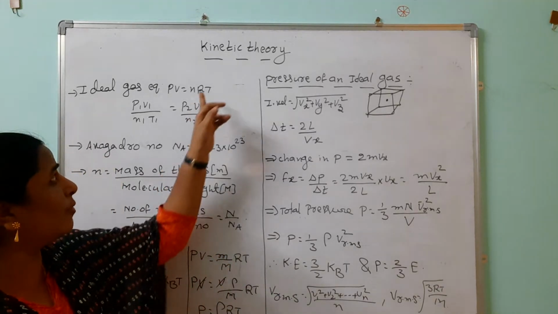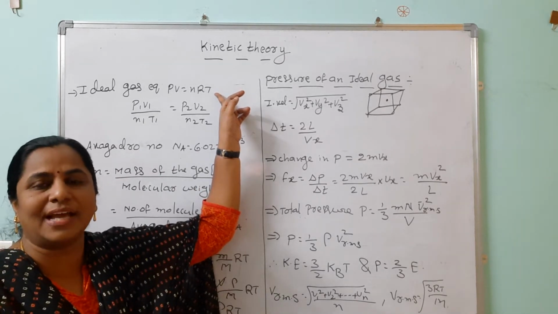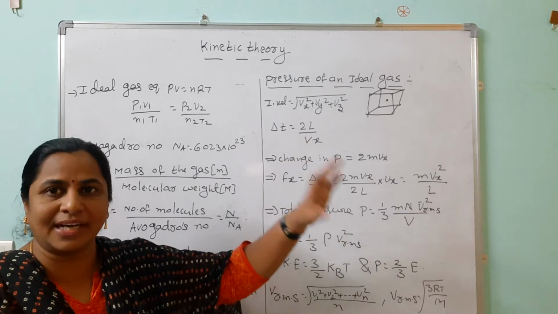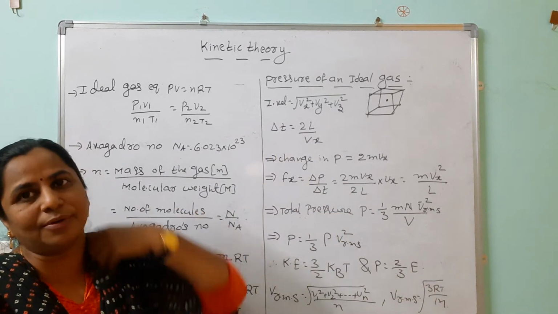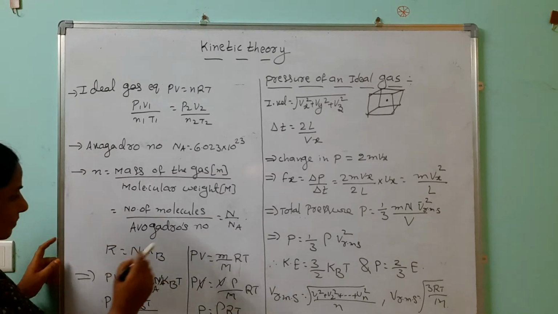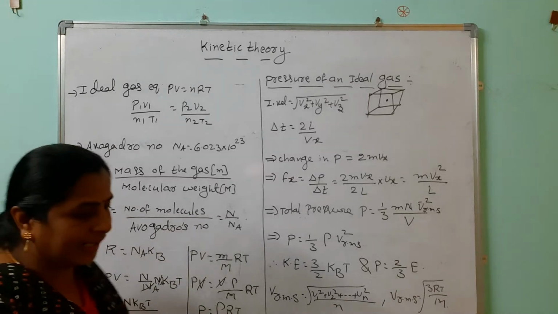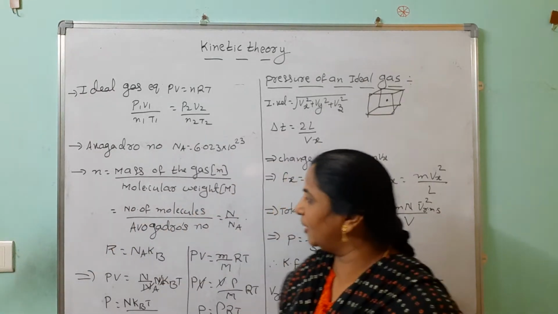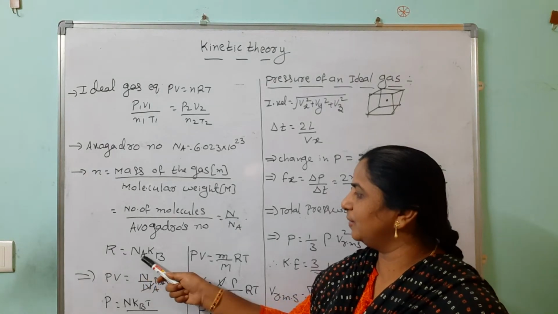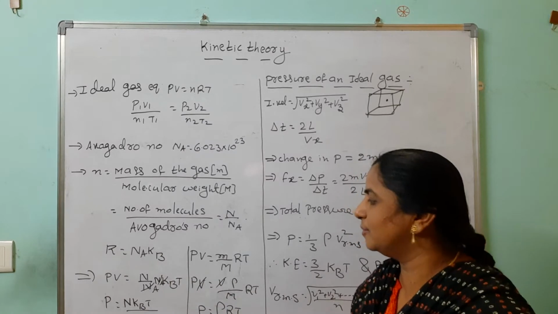Remaining are same. And one more thing you should remember while using the gas laws, we must use the absolute temperature. Even if they give it in degrees centigrade, we should convert into kelvins. We have to add 273. Now one more formula. Universal gas constant you can express in terms of Avogadro number and Boltzmann's constant also. What is that? R equals N A into K B. N A is the Avogadro number, K B is the Boltzmann's constant.